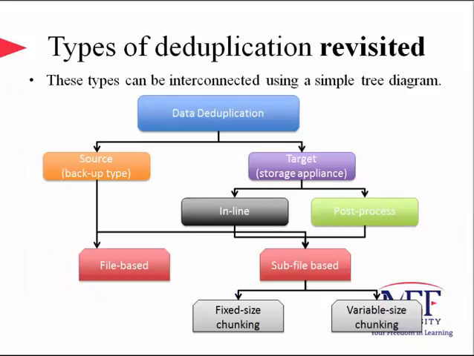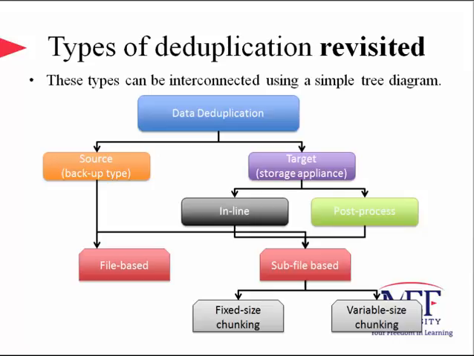So let us draw a big tree to indicate different types of deduplication and how they can be gathered under the different umbrella terms covered so far. As you can see, data deduplication can be viewed as source or target deduplication, and source can be seen as backup type deduplication, whereas target takes place in storage appliances most of the time. That's where the data lands eventually. The target can be either inline or post-process depending on when it takes place in time.